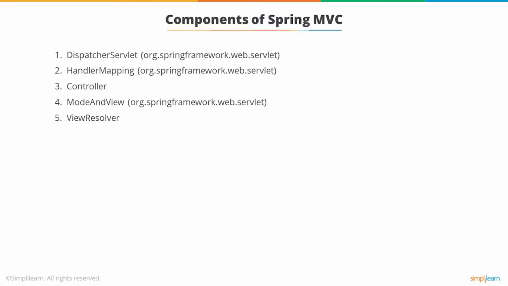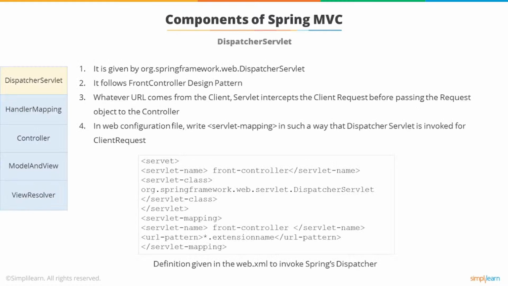view resolver. The dispatcher servlet is given by org.springframework.web.servlet.DispatcherServlet. It follows the front controller design pattern, and whatever URL comes from the client, the servlet intercepts the client request before passing the request object to the controller. In the web.xml file, write the servlet mapping in such a way that the dispatcher servlet is invoked for the client request.